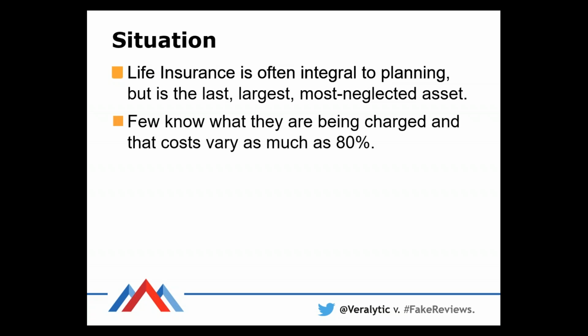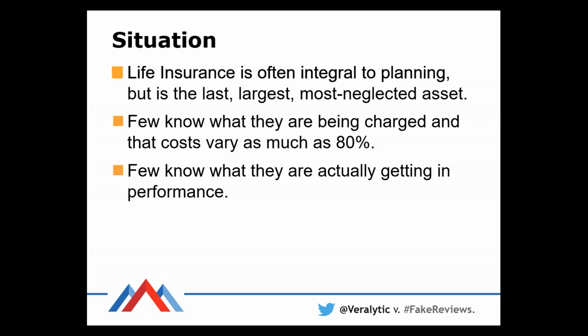And it's underperformed because very few know what's actually being charged. Very few know that the costs vary by as much as 80%. It is a common misunderstanding that, it's life insurance, how much difference can there be between life insurance product A and life insurance product B? There just really isn't that much different, when in fact there are huge differences in the internal costs, which we'll talk about. Few know what they're actually getting in performance.